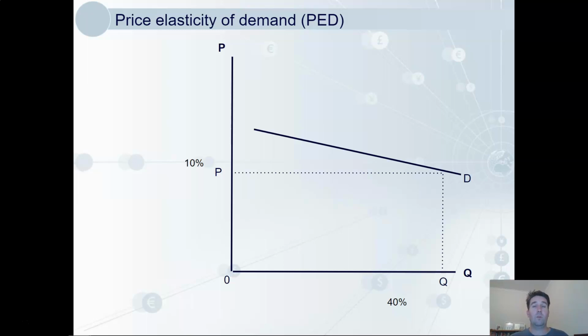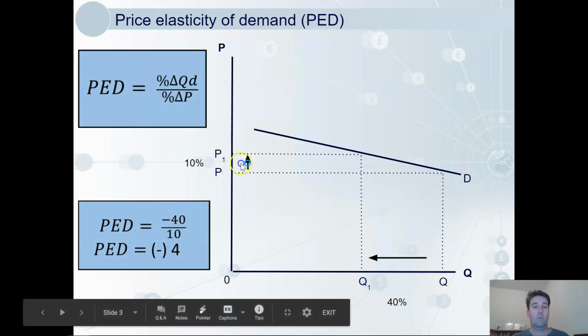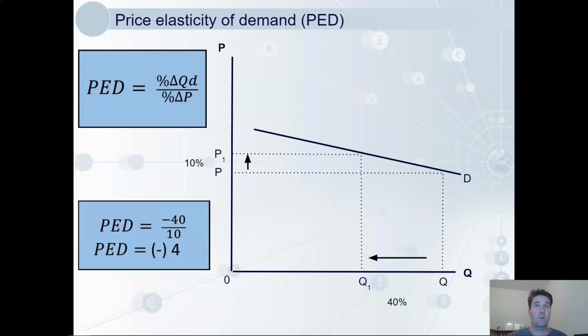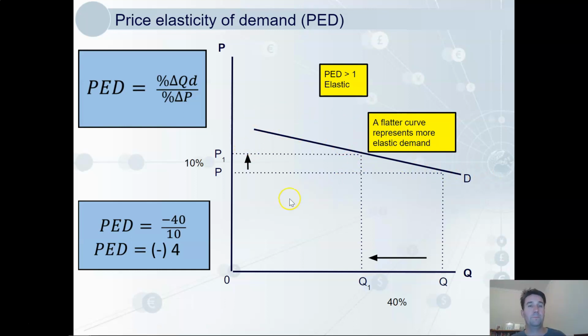Okay, another one to support your learning. Pause and work out the PED when price increases here by 10%. Okay, we should have got that. -40 over 10 equals -4, or 4 because we don't care about the bracket. So here demand is elastic. It's more than proportionally responsive to the change in price. We're very responsive. When PED is greater than 1, demand is elastic and is generally represented by the flatter demand curve.